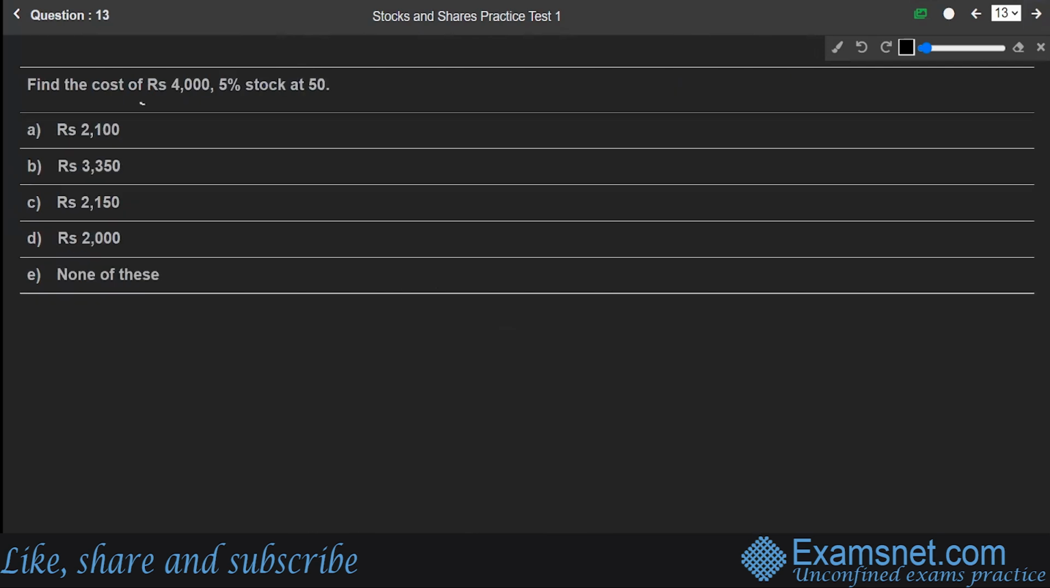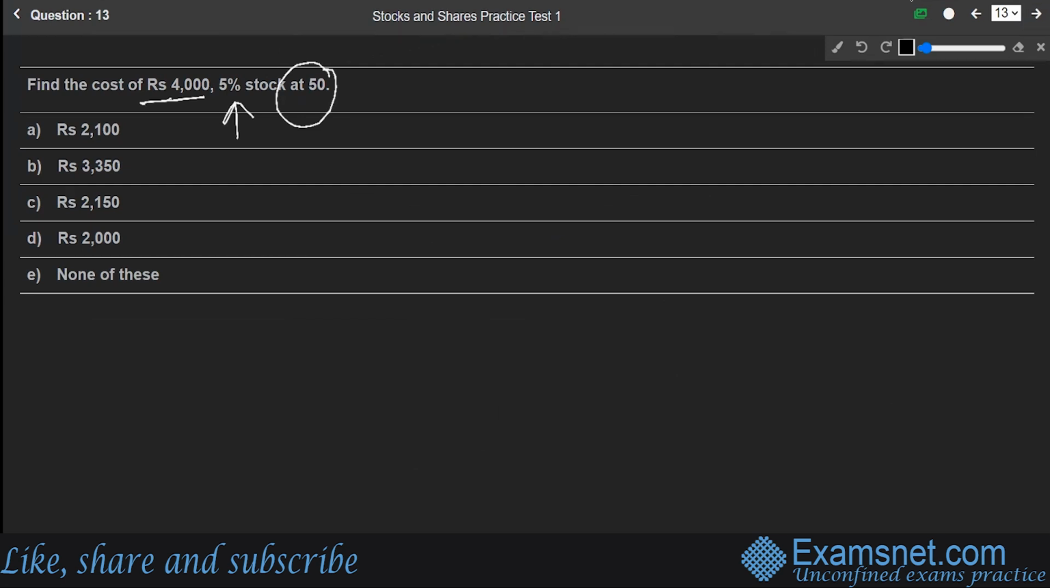Now find the cost of rupees 4,000, 5% stock at rupees 50. Obviously, the stock is available at 50 rupees, and the face value is always 100. A 100 stock is available at 50, that means half the rate. So obviously the cost of purchase will also be half.